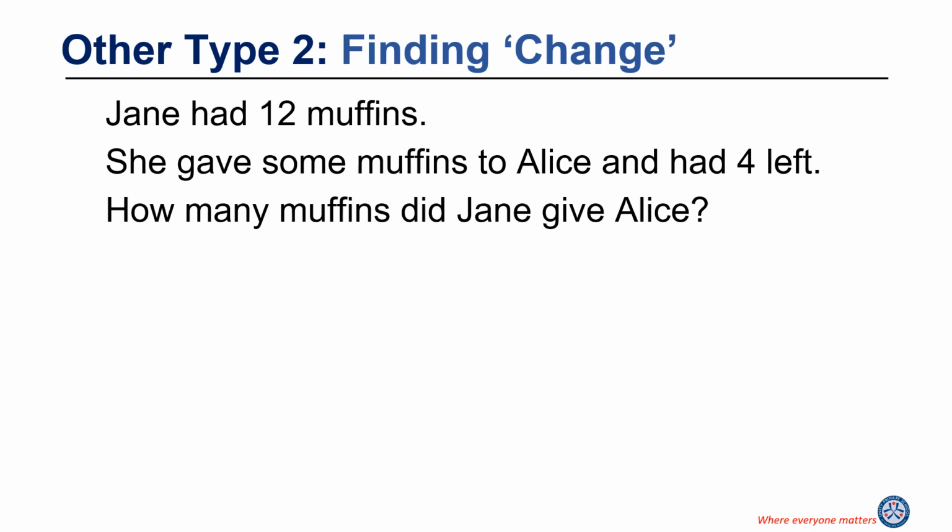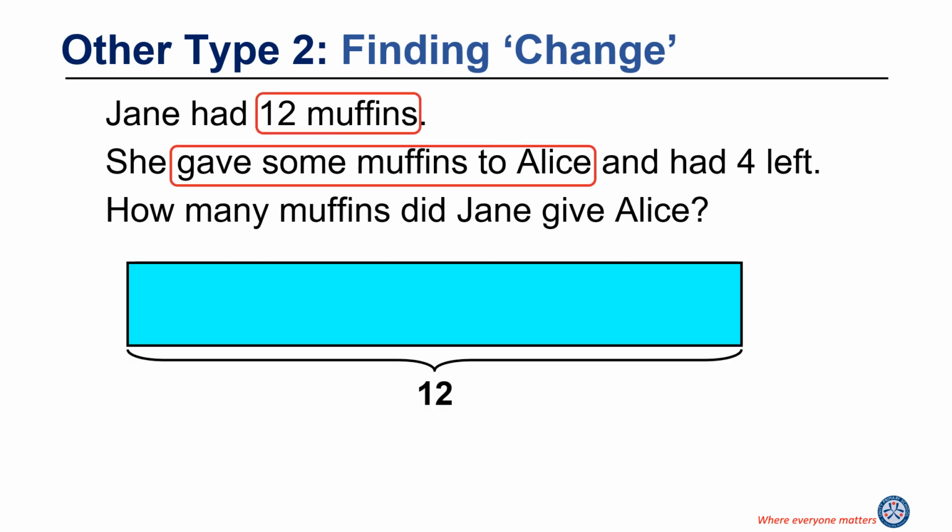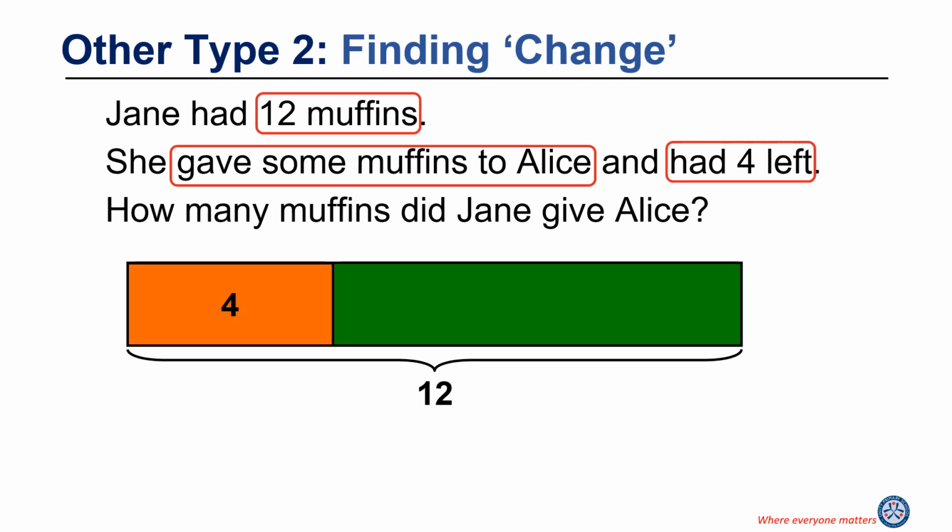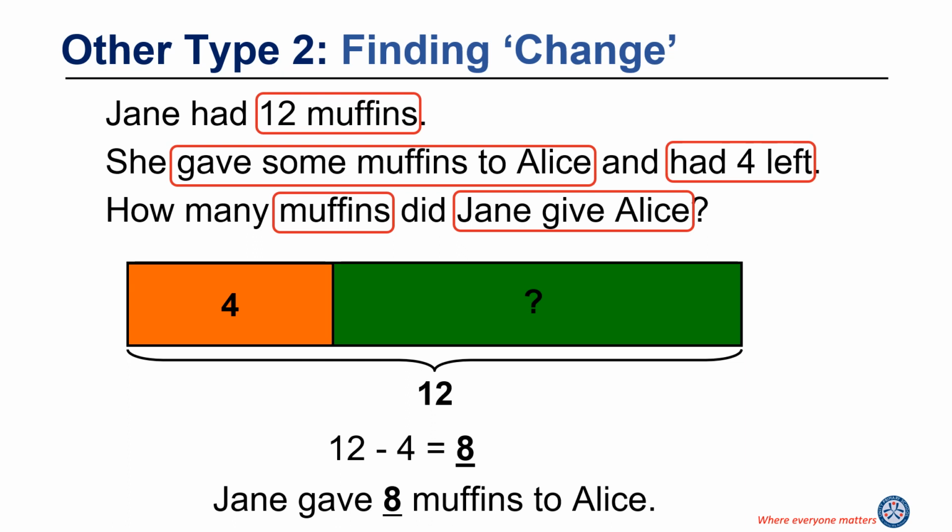Let's construct a model. Jane had 12 muffins. She gave some muffins to Alice and had 4 left. How many muffins Jane gave Alice is the unknown. From the diagram, we can see that the whole is given and the part is unknown. So, to find the answer, we have to subtract 4 from 12. The answer is 8. Jane gave 8 muffins to Alice.